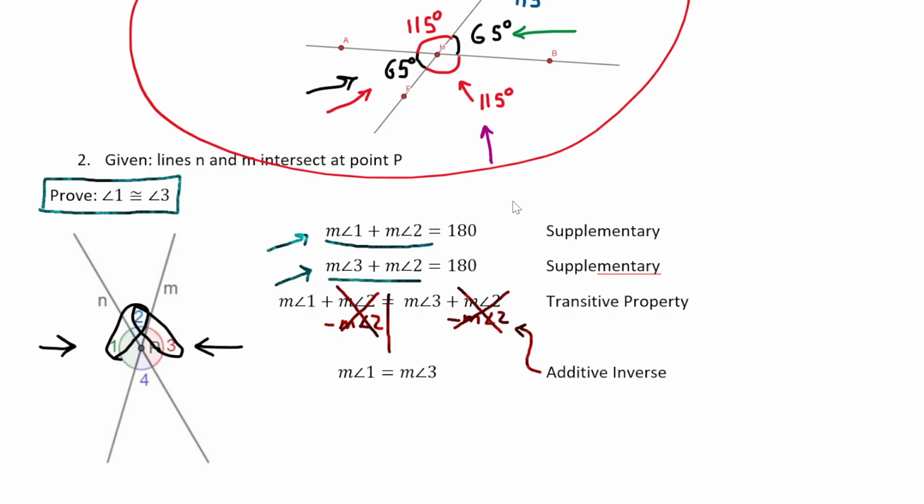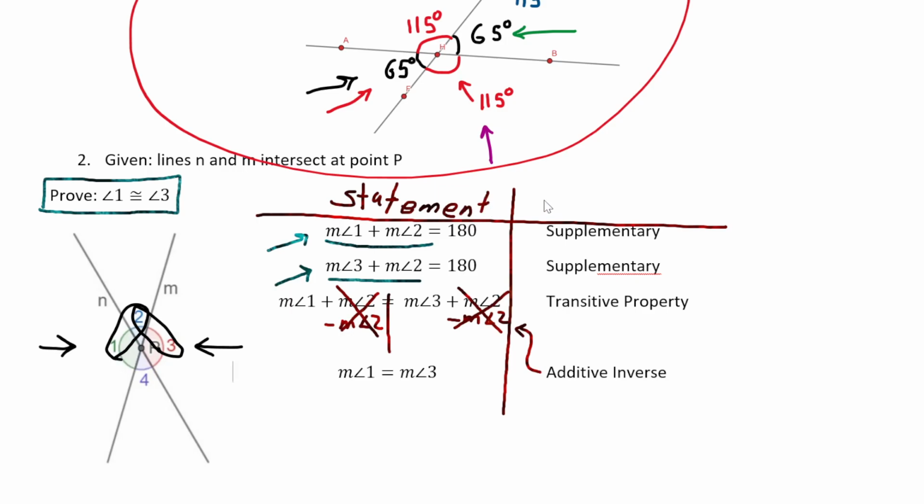Sorry that I didn't provide a table for this one, but it's still the same thing. It's still the same: statement and reason. Statement and reason. Okay? So it's the same process, it's still a table, and this is it. Supplementary, transitive, additive inverse to prove measurement of angle 1 is congruent to measurement of angle 3. And this is it.